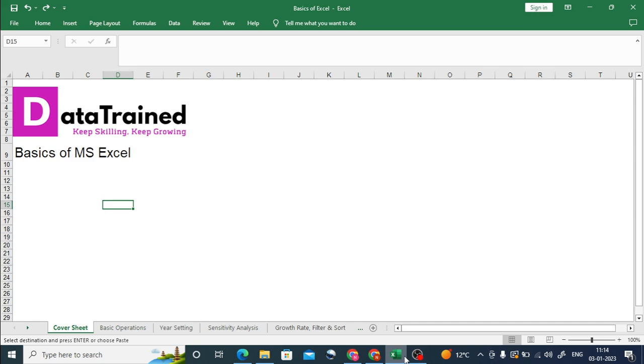This session will be mainly focusing on Microsoft Excel. So I will be letting you know some of the basic features of MS Excel. The reason behind this tutorial is that in financial modeling, we will be using MS Excel to build various financial models. So it is imperative for anyone who wants to master the art of financial modeling to get a basic idea about MS Excel. So in this session, I will be letting you know some of the basics of MS Excel. So let's begin.